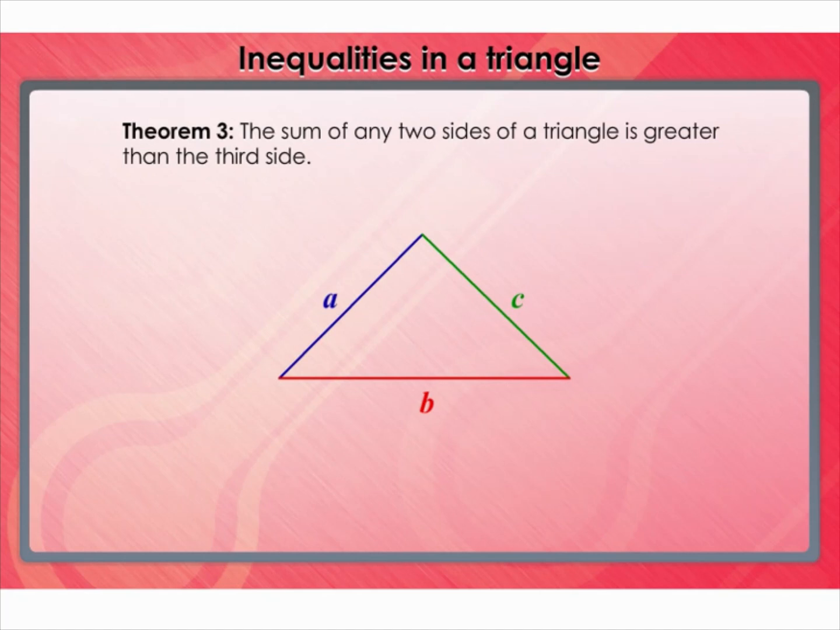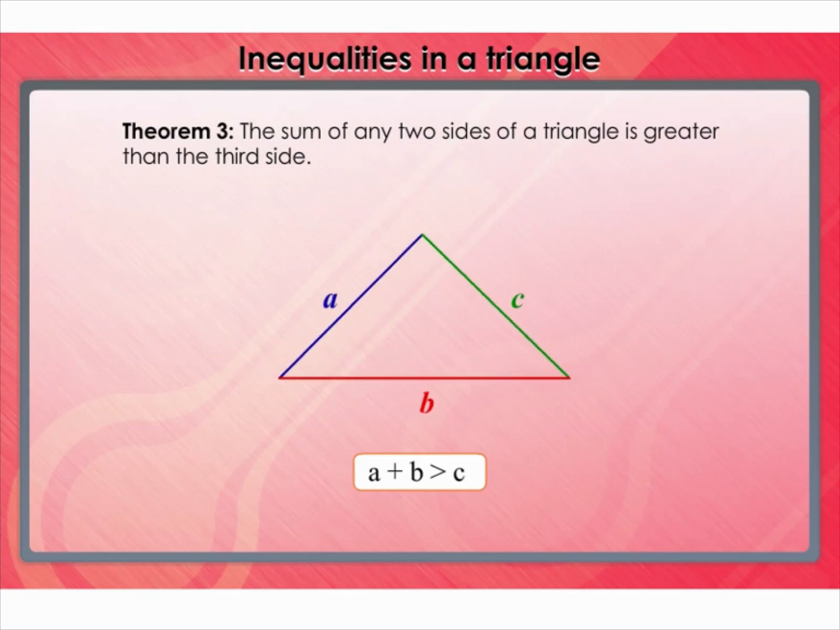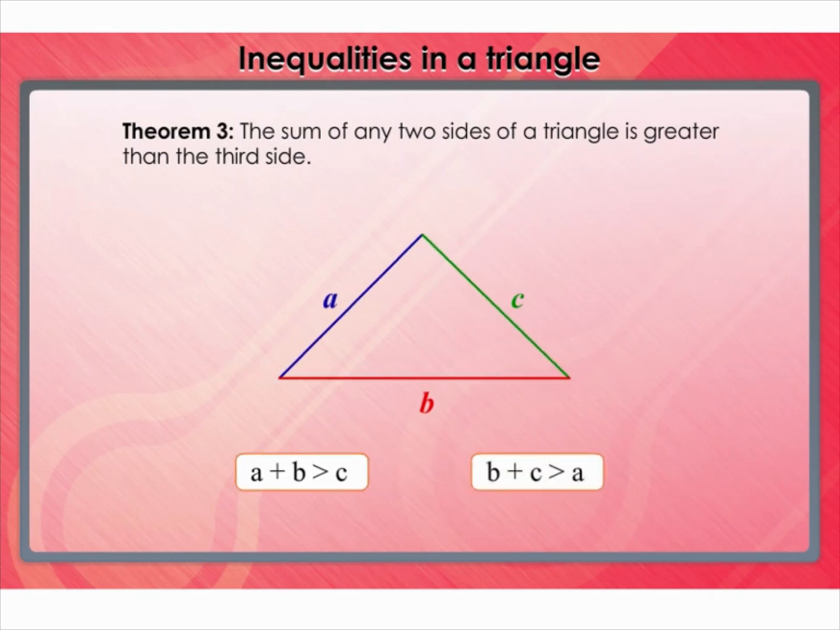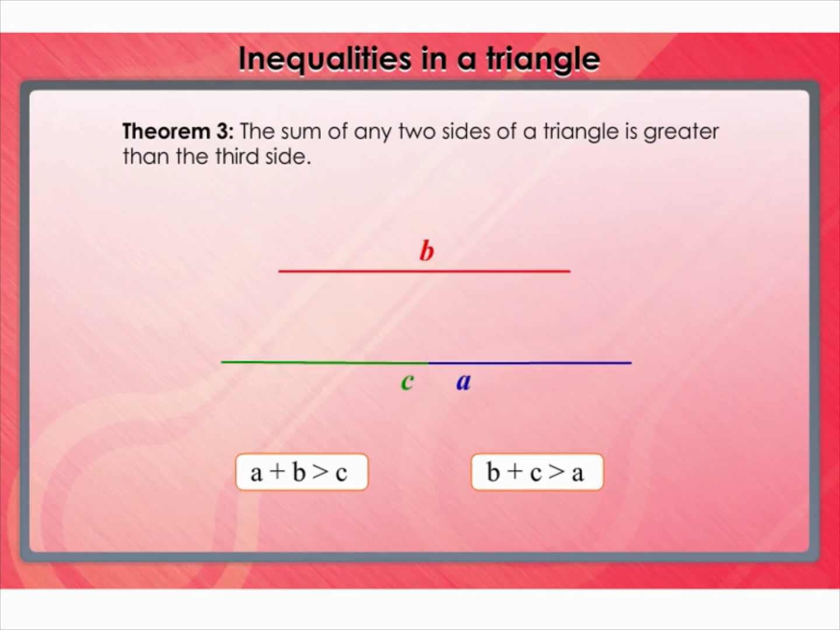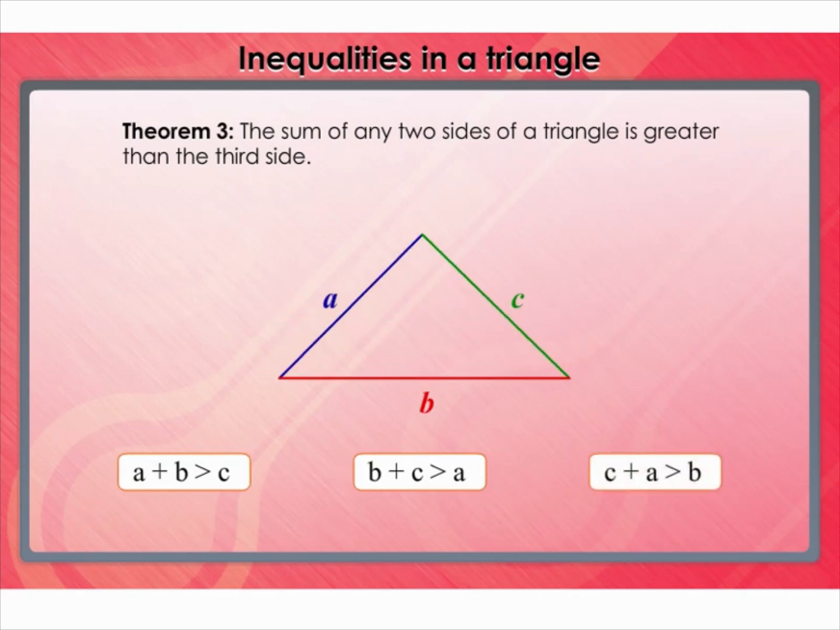Now let's learn about the other theorem. This theorem is about the sum of the sides of the triangle. The theorem states the sum of any two sides of a triangle is greater than the third side. To verify it, let's take the triangle with sides A, B, and C. Of the three of its sides, if we take any two sides at a time, the sum of two sides is greater than the third side. That is, A plus B is greater than C, B plus C is greater than A, and C plus A is greater than B.